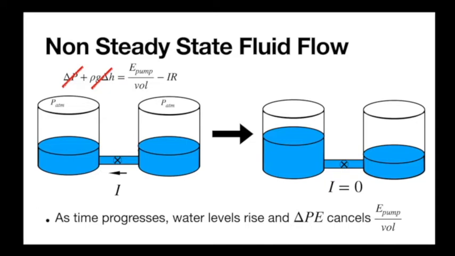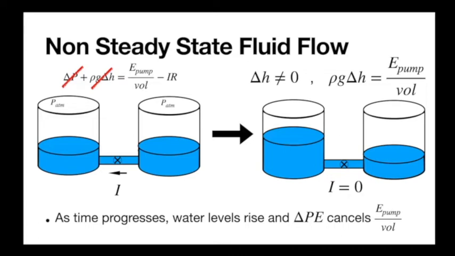But then, as the water levels change, delta H is not 0 anymore, right? We started with delta H equals 0, but then that term becomes positive, non-negligible. And then eventually, I will go to 0, right? Like we said, it becomes harder and harder for the pump to pump, and the flow rate will stop. And so we started with just E pump and minus IR, and then we end with just delta H and E pump.